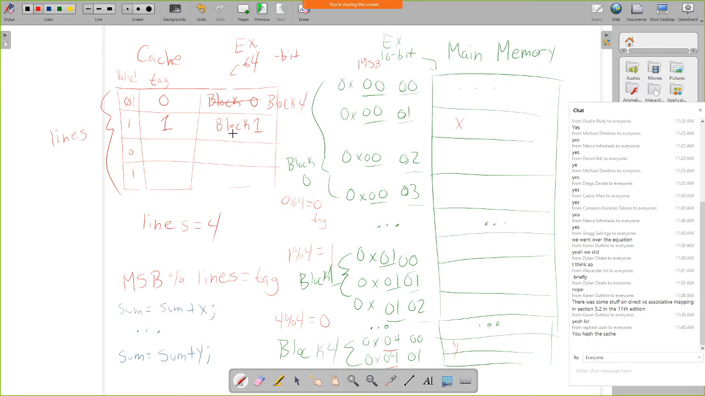But did that make sense, taking these blocks and hashing them into the cache, and then we only refresh if we don't find that block in there, we get a cache miss?